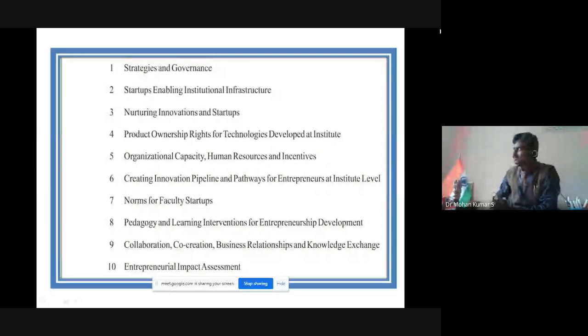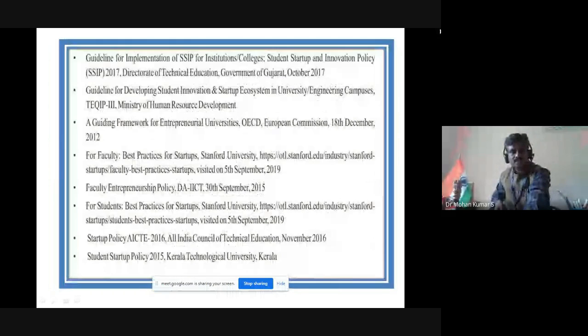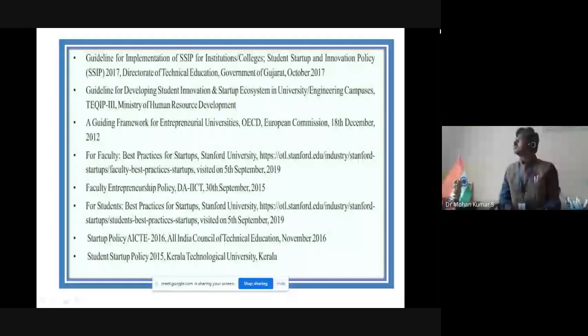So all these are the core areas where our institute innovation cell should concentrate by involving students and staff members. There are different definitions and technology terms available. I can share the PPT with you, and you can understand what is what, relate them, and explore and implement things.